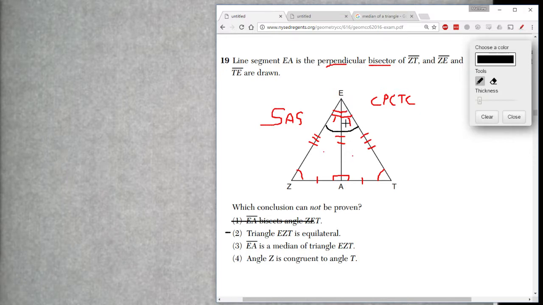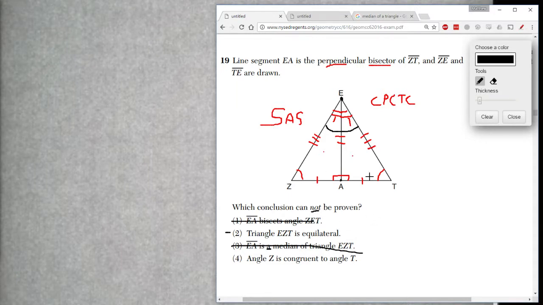A median, not the median. A median is a line where you take some vertex and you draw to the midpoint of the opposite side. Well, since EA is a bisector, that means it hits the midpoint of ZT. So if it hits the midpoint and is coming from the vertex, it is a median. So 3, that can be proven, which means it's not my answer because I want what cannot be proven.